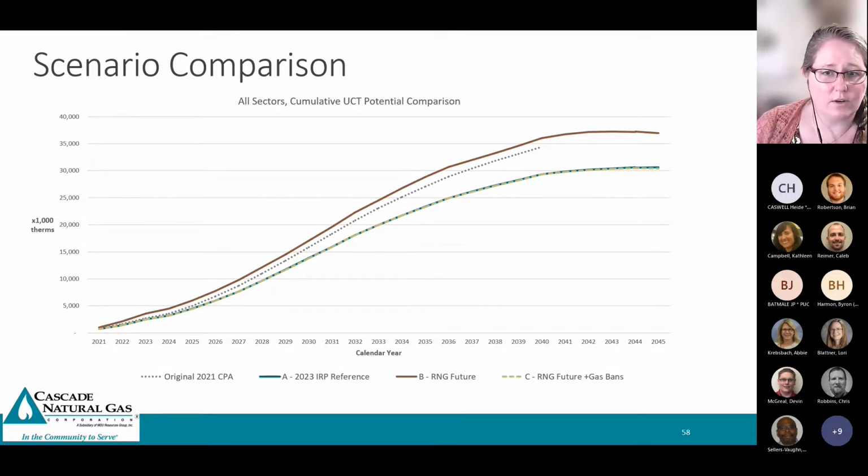Savings numbers for scenario B, which is the RNG future only, are approximately 25% higher on average through the time horizon. And you'll note that the dashed line stops at 2040. And again, that's because that's what the CPA was actually created for. That's the time horizon, and the others they extrapolated out, as I mentioned. Okay, next slide, please.